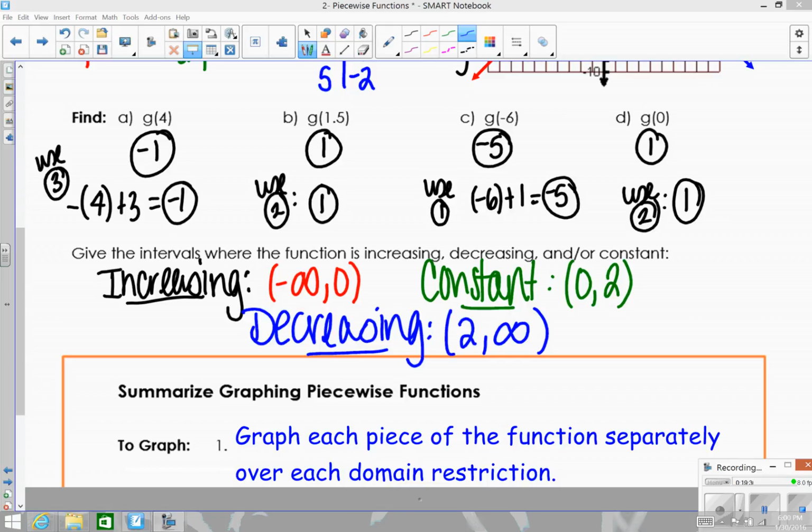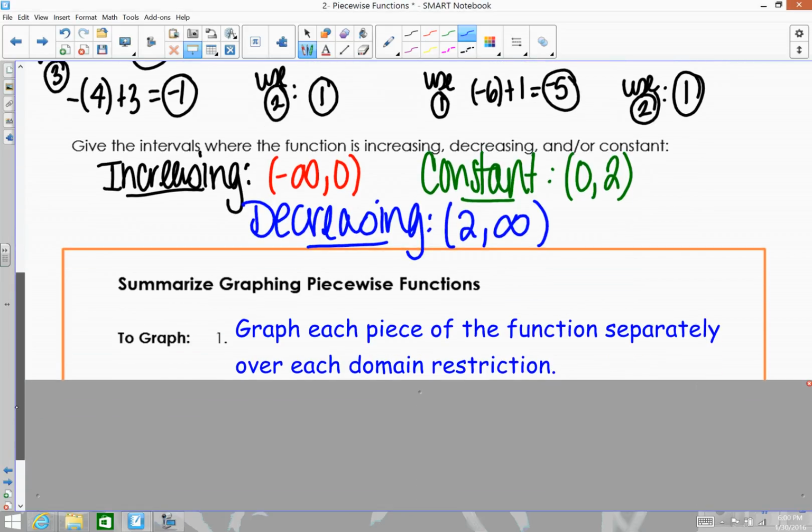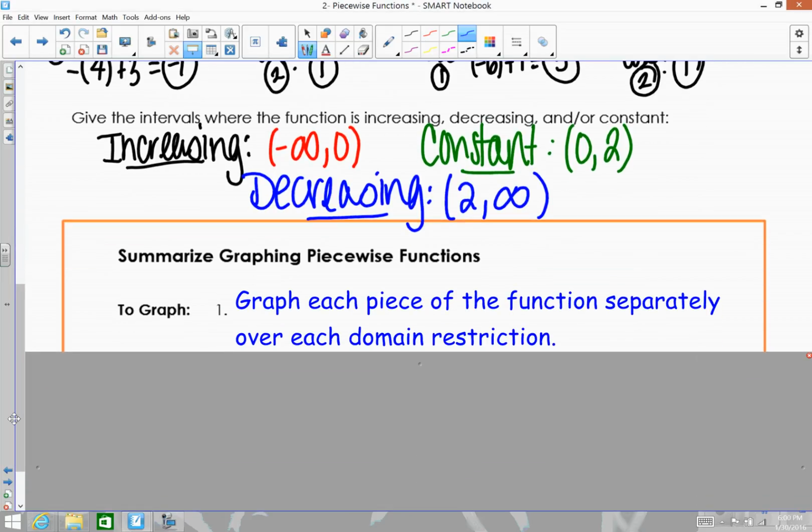And then down at the bottom here, I just want to summarize the procedures that we basically just went through. So the first thing when you go to graph these piecewise functions is that you want to graph each piece of the function separately over each domain restriction. So you break it up into however many parts are given to you. So that's the first part. So go ahead and write these steps down so that you have them as the procedure when you have to do this on your own.